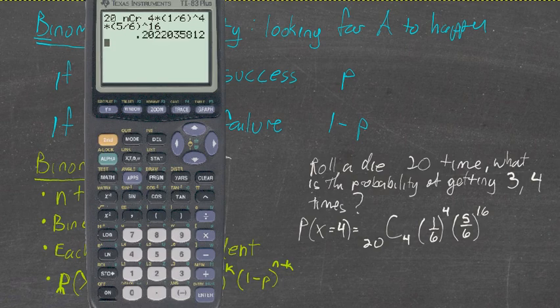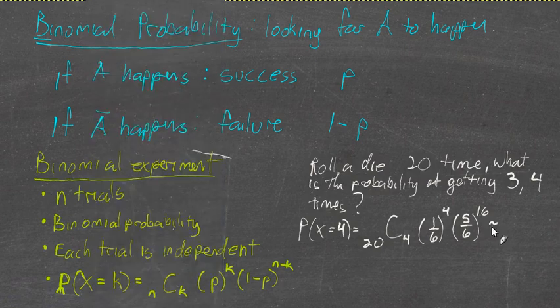So 0.20-ish. This is about equal to 0.20. So there's a 20% probability of us getting 3, 4 out of that 20 times. Which, if you think about it, 4 is 1/6. No, it's not. 4 is 1/5 of 20, which is kind of close to 1/6, so you would expect to get a 3 around 3 or 4 times out of 20 times. So anyway, there's this fairly good probability that you'll get the number 3 four times out of those 20.